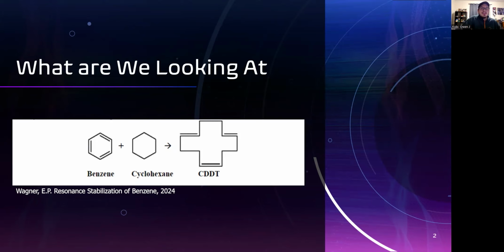With this in mind, it should come as no surprise that the heat of combustion for CDDT, also known as the heat released when a compound is burned, should be the sum of benzene and cyclohexane. But this isn't necessarily the case. Benzene has its own resonance structures, which each in turn have their own energy, which can affect the heats of combustion. And this is precisely what we'll be looking at today.